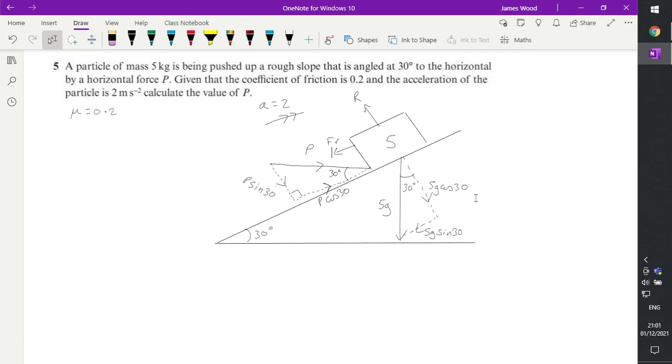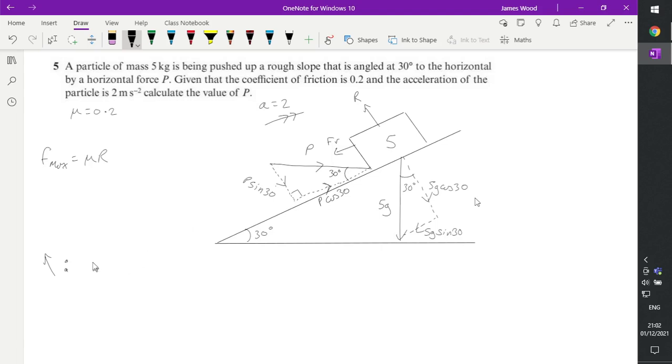So now what we've got to do is find out what friction is. So we can use F equals mu R, and then we can resolve up and down the plane. So let's find the maximum friction first of all. F equals mu R. We know that mu is 0.2, but we need to find R first of all. And R is going to be a bit more complicated to find because of this external force. But we will resolve perpendicular to the slope, so in that direction.